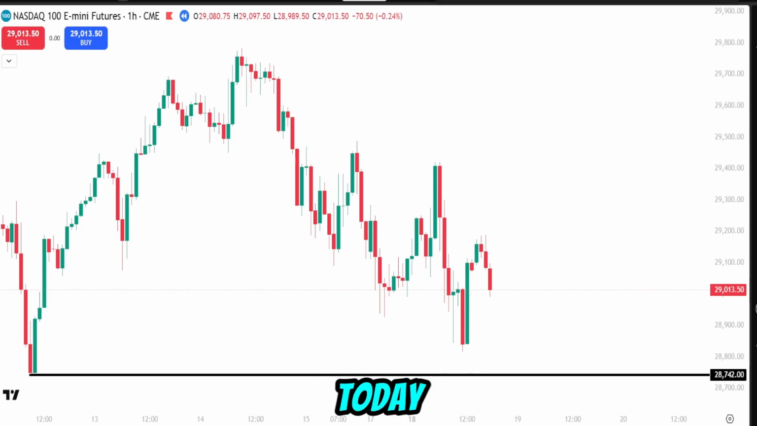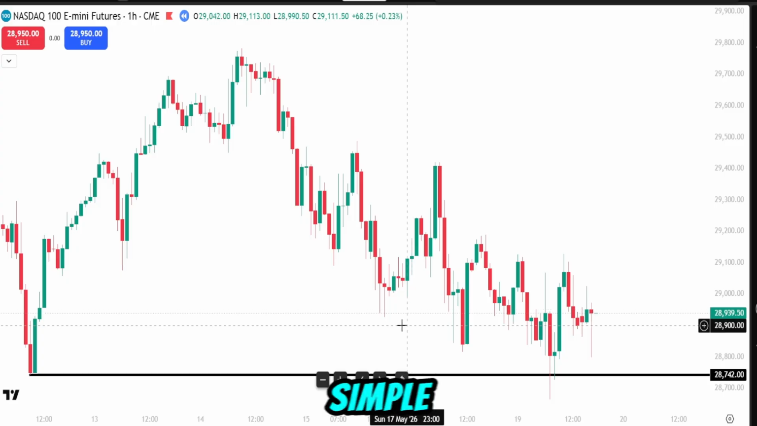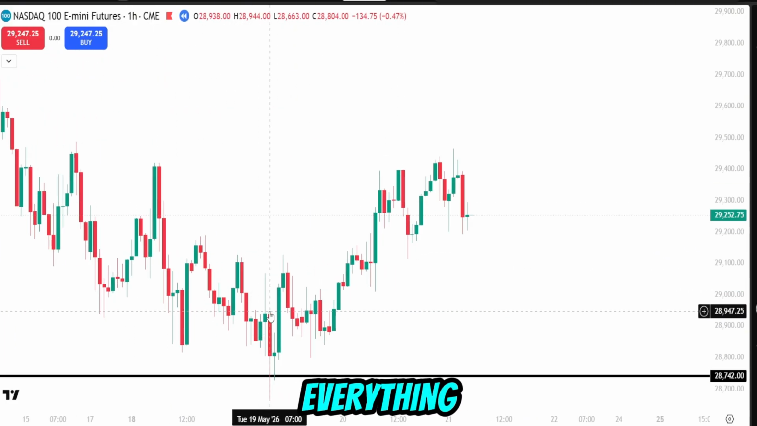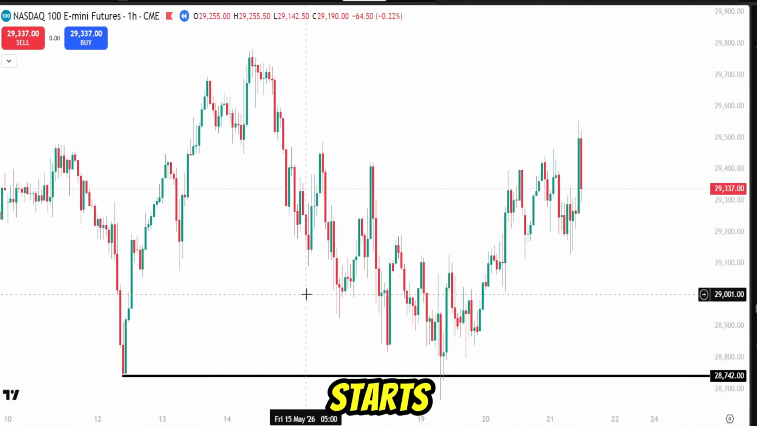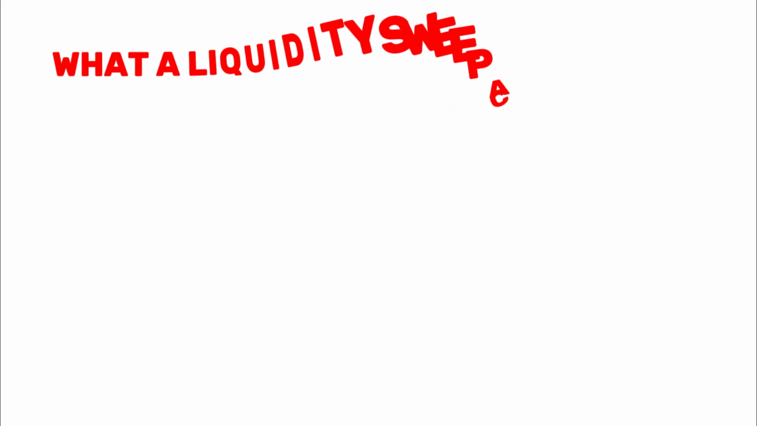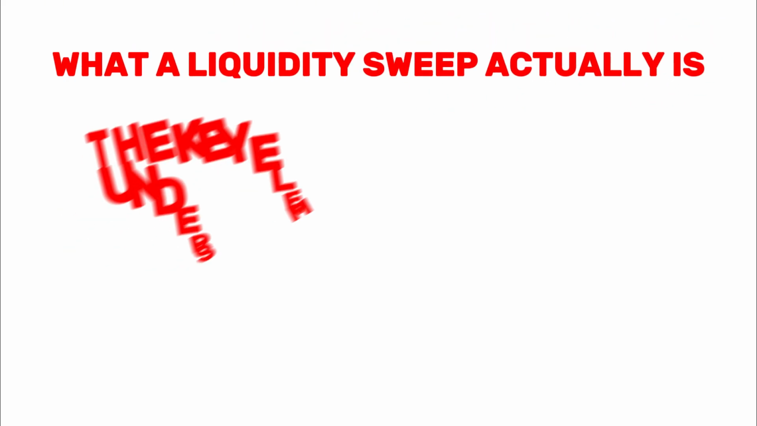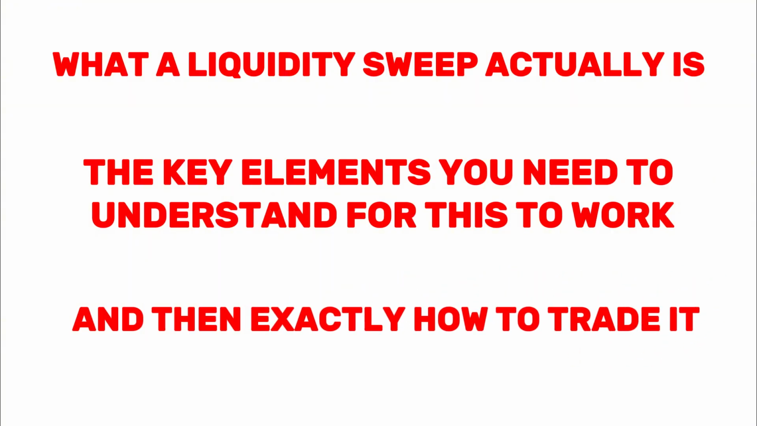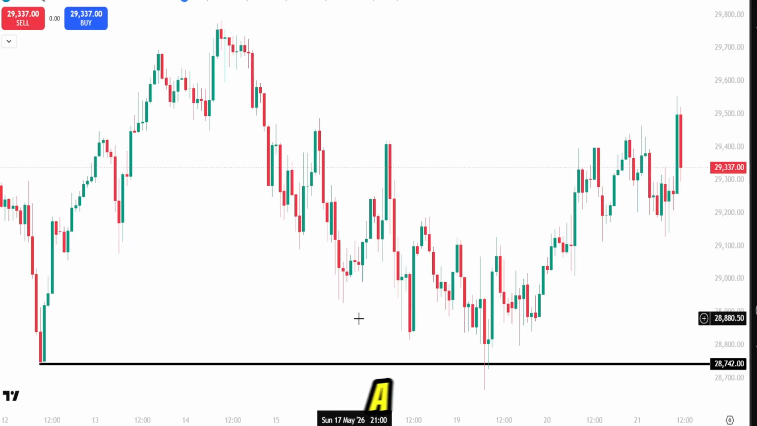All right, today we're talking about liquidity sweeps. And I want to break this down as simple as possible, because this is one of those concepts that once it clicks, everything about how the market moves starts to make sense. So in this video, here's what we're going to cover: what a liquidity sweep actually is, the key elements you need to understand for this to work, and then exactly how to trade it. So first, what is a liquidity sweep?